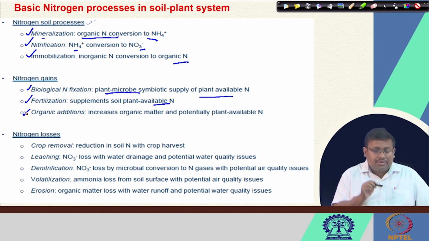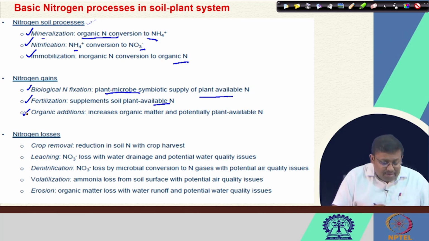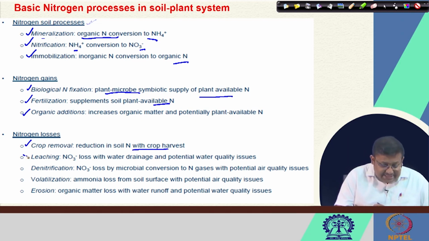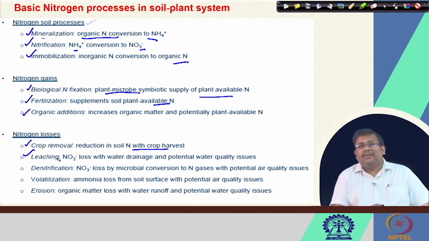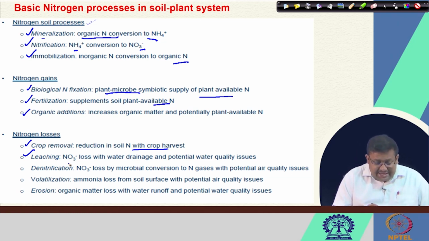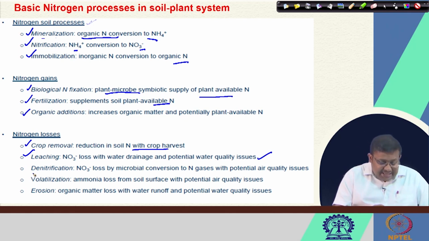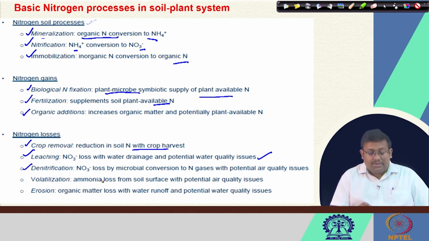The processes through which nitrogen is lost from the soil are: first of all, crop removal, which is the reduction in soil nitrogen with crop harvest. Second one is leaching, which occurs for nitrate species. Generally, nitrate is lost with water drainage, with potential water quality issues. Another process is denitrification, where nitrate is lost by microbial conversion to nitrogen gases, with potential air quality issues.